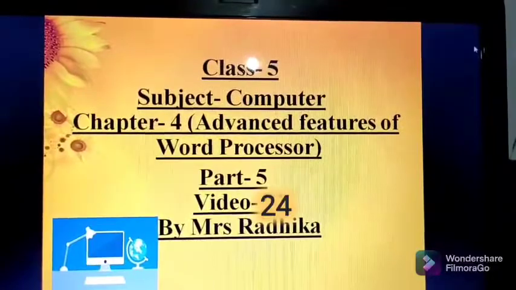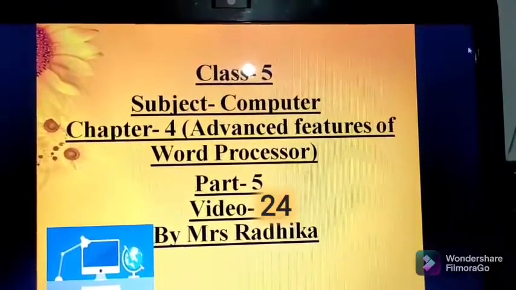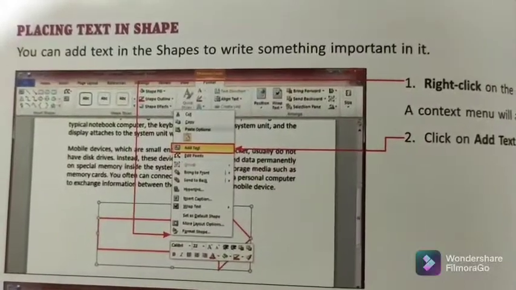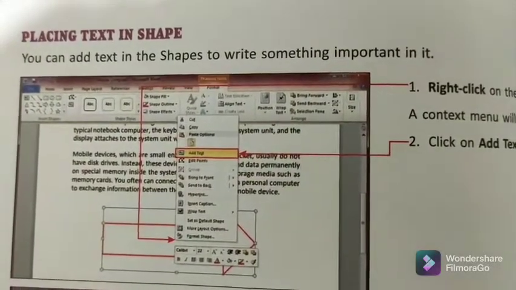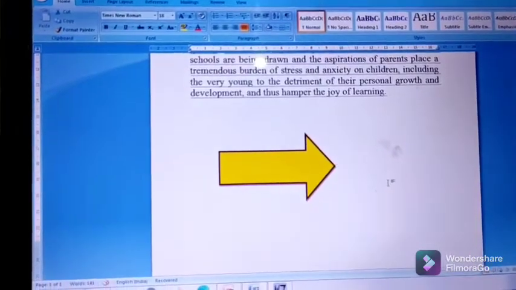So let's start part 5 of chapter number 4, that is advanced features of word processor. Now the topic is placing text in shape. So you can add text in the shape to write something important in it.